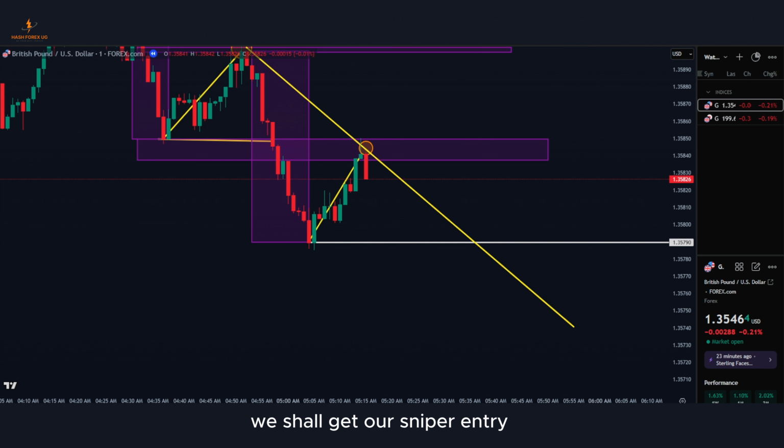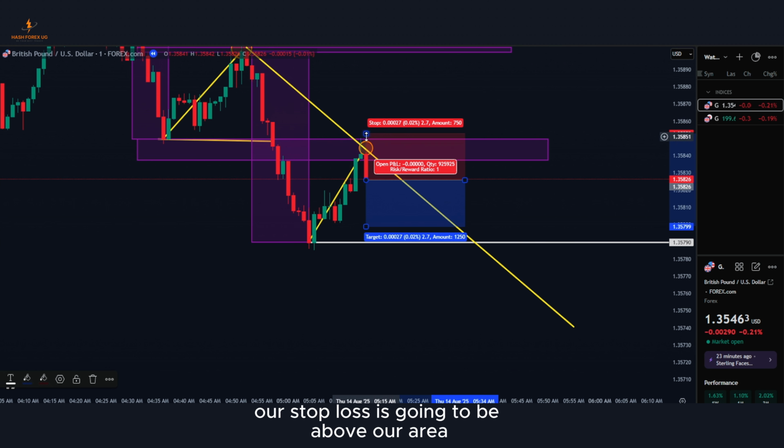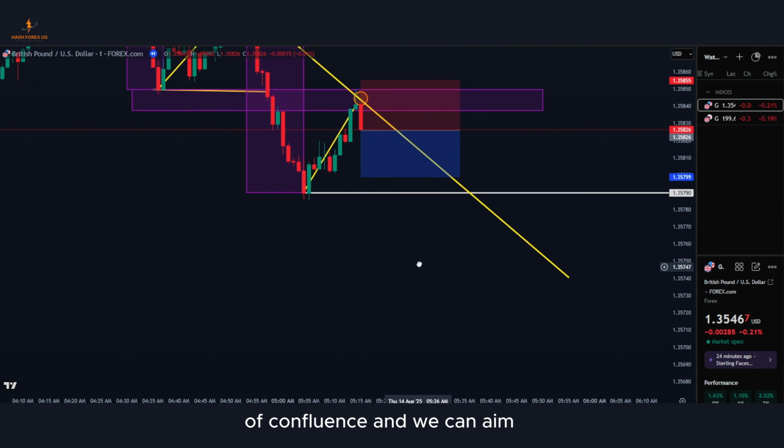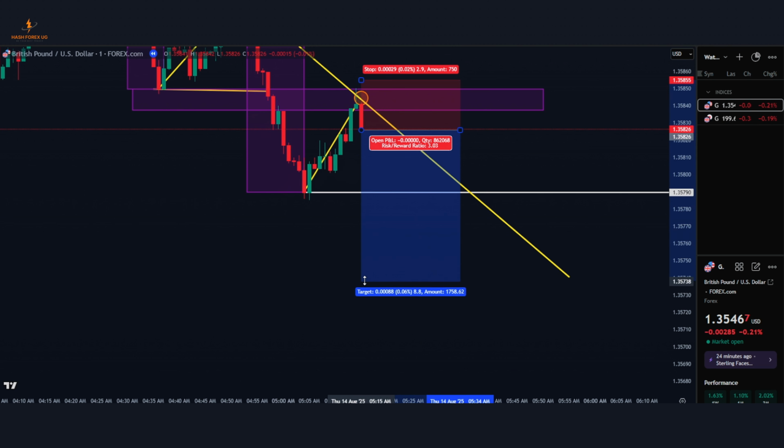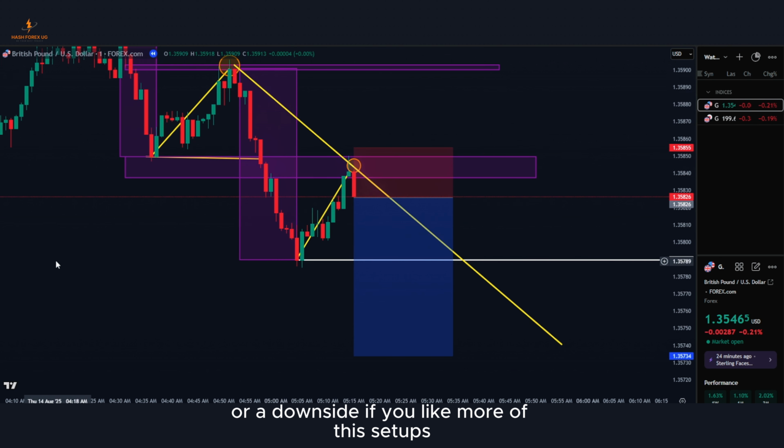We shall get our stopper entry on the closure of that candle. Our stop loss is going to be above our area of confluence, and we can aim for a downside.